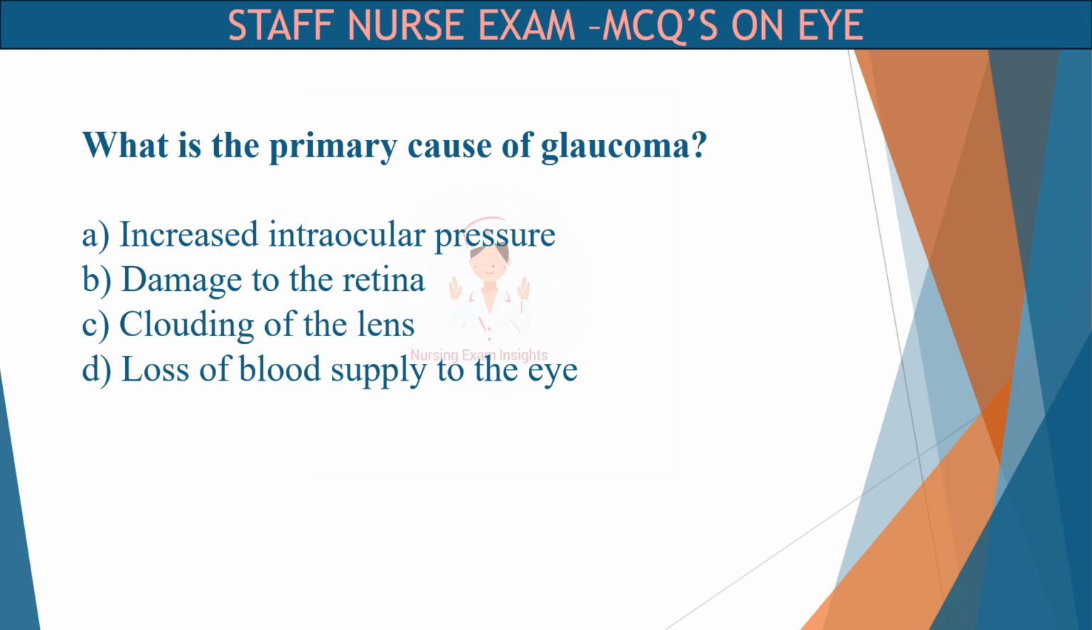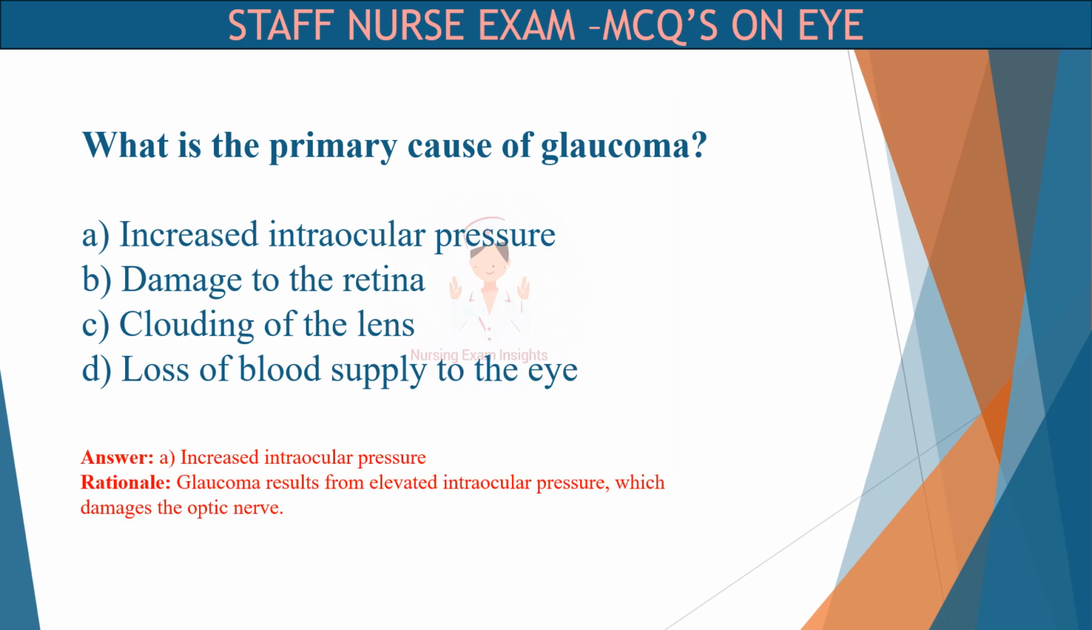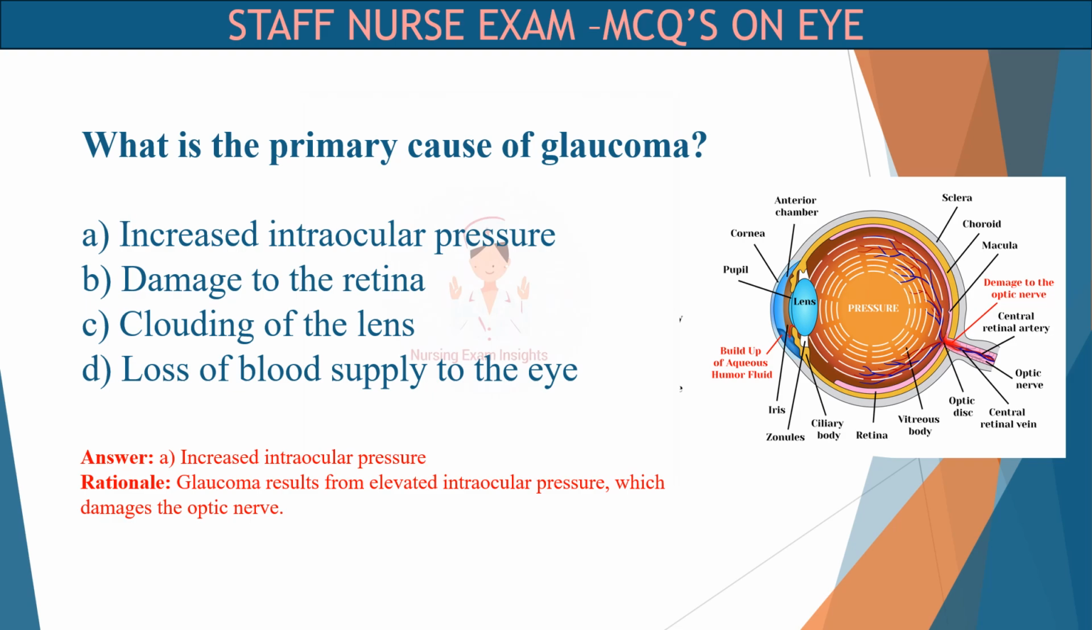What is the primary cause of glaucoma? Options are A. Increased intraocular pressure, B. Damage to the retina, C. Clouding of the lens, D. Loss of blood supply to the eye. The right answer is A. Increased intraocular pressure. Glaucoma is a group of eye conditions that damage the optic nerve, which is often due to high intraocular pressure.